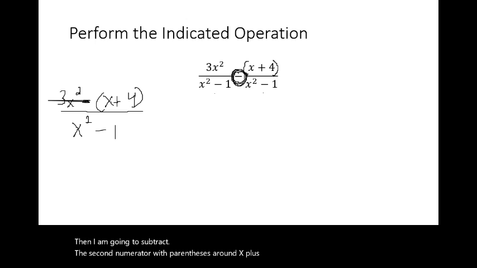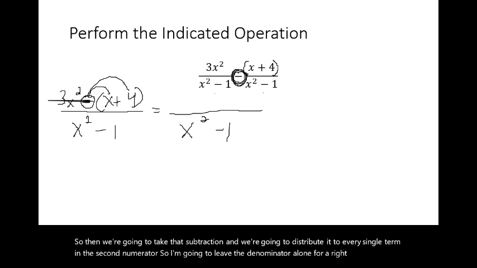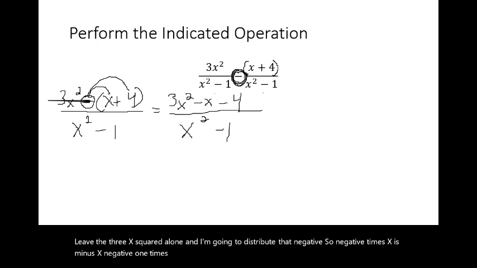So then we're going to take that subtraction and distribute it to every single term in the second numerator. So I'm going to leave the denominator alone for right now, leave the 3x squared alone, and I'm going to distribute that negative. So negative times x is minus x, negative 1 times 4 is minus 4.